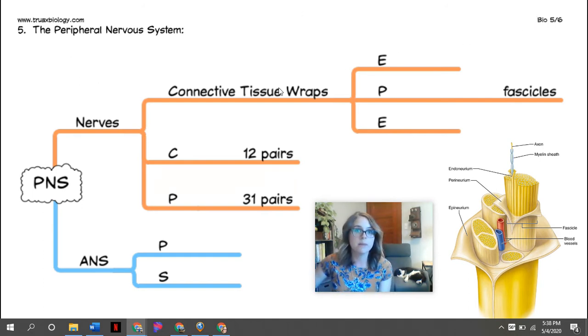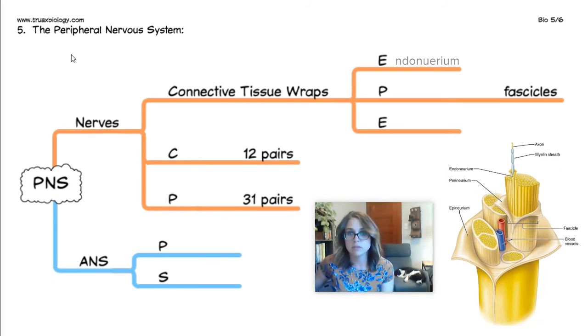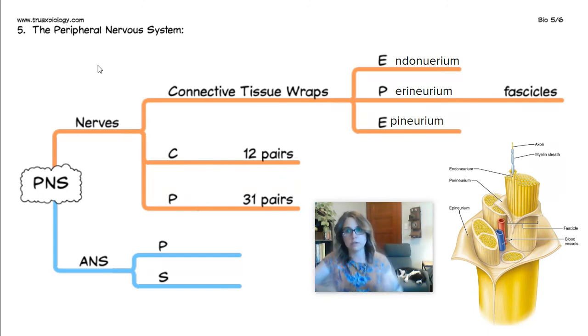So our nerves in our peripheral nervous system, this is the most you need to know about our peripheral nervous system. They are wrapped up in three layers, much like our muscles were. So the innermost is endoneurium. It covers a single axon. Perineurium makes a bundle of these axons, and we call them a fascicle. And then finally, the epineurium, the third layer, is what forms a nerve. And then blood vessels in there nourishing all those axons.